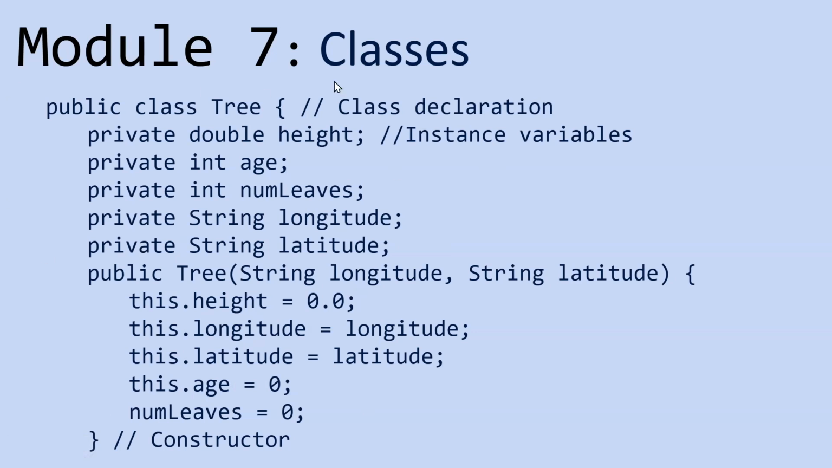You'll also notice I didn't put this dot num leaves equals 0. That's totally okay because there's no parameter named num leaves, so I can just write num leaves equals 0. But for longitude and latitude, there are parameters named longitude and latitude, so I'd have to do this dot longitude to specify that I want to store the parameter longitude inside of the instance variable longitude.